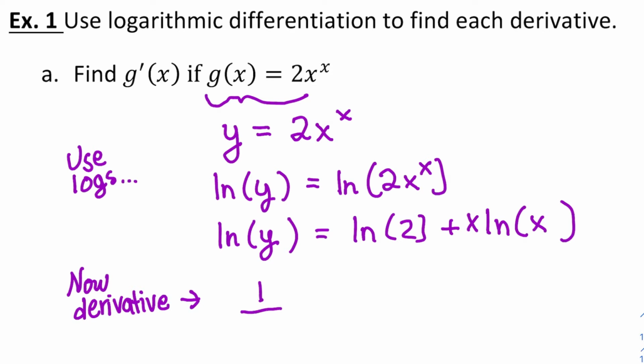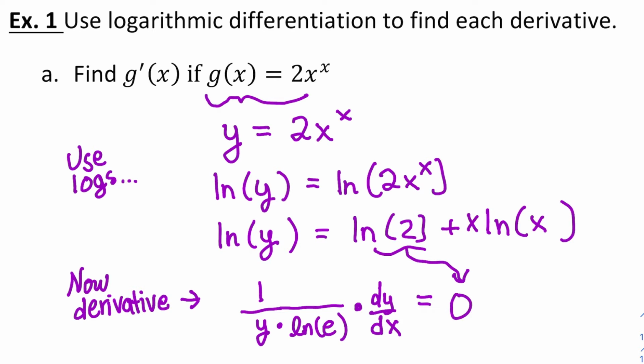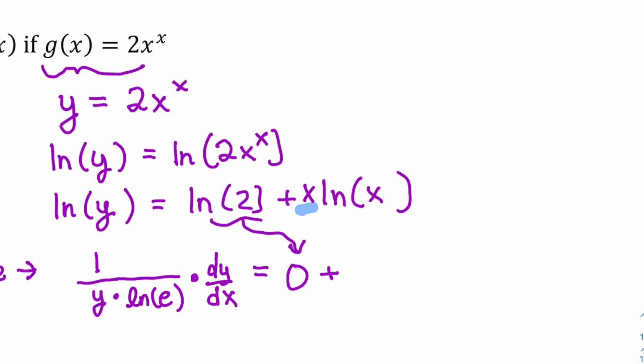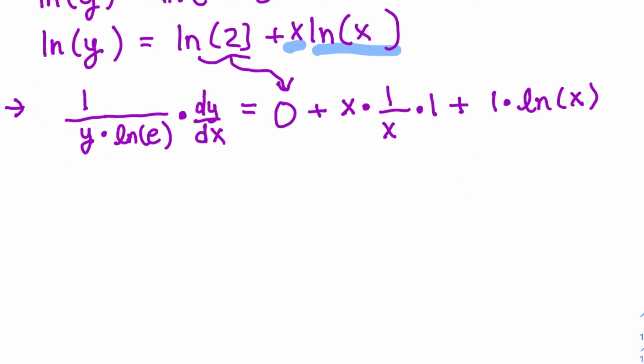So if I take my derivative, I'm going to have 1 over the inside of my logarithm times natural log of my base, which is e, and then chain rule times the derivative of the inside of my log, which is dy/dx. And then on the right hand side, the derivative of natural log of 2 is just 0, because that's a constant. The second part I'm going to have to use product rule on. So I'll have x times the derivative of natural log of x, which is just going to end up being 1 over x, plus derivative of x is 1, times natural log of x.